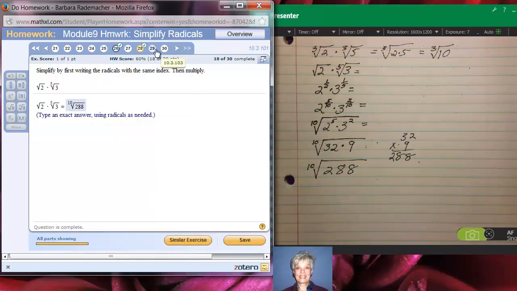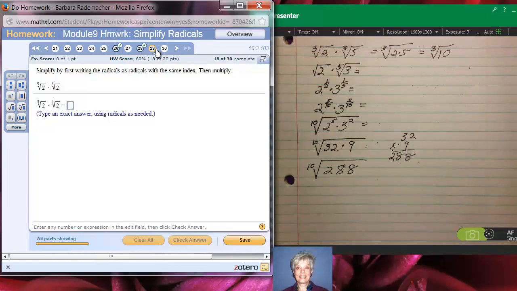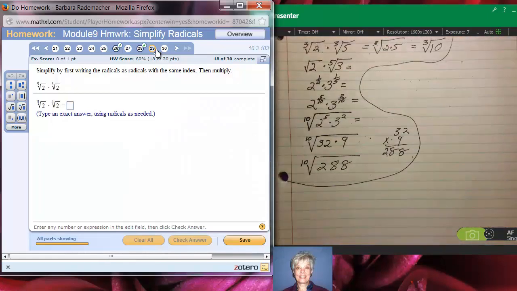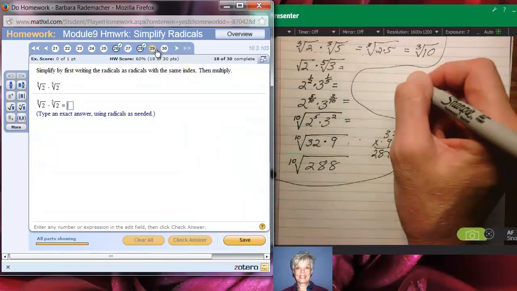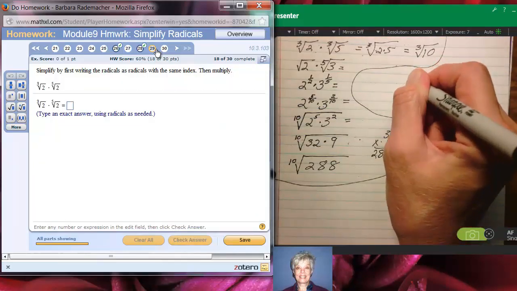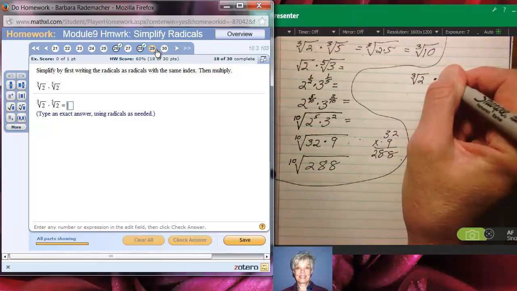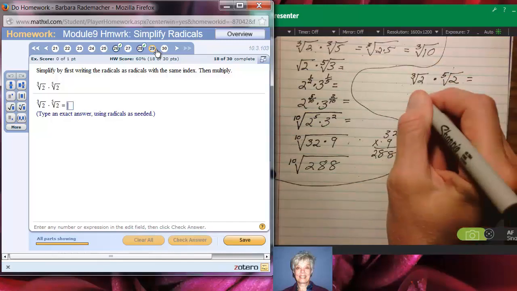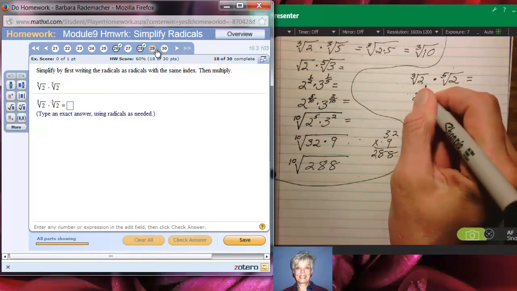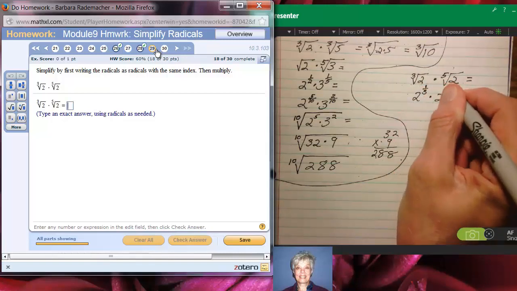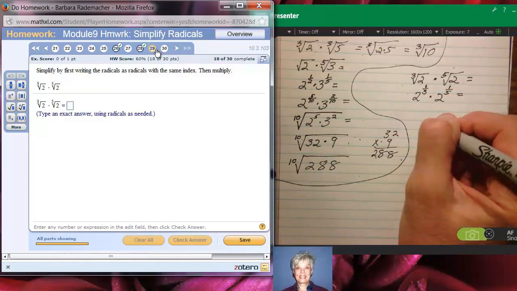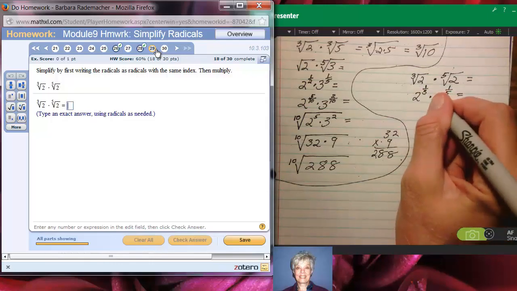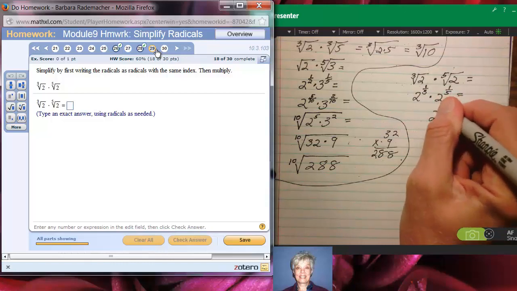Okay, now let's go on to 29. You're going to have the same thing, but now you've got the same base at least. Let me draw a separation over here, and we'll do number 29 over here. We're going to have the cube root of 2 times the fifth root of 2. Now they're different indexes, so we're going to say 2 to the 1/3 times 2 to the 1/5. Now, I don't need to get a common denominator yet because these are like bases. So I can add the exponents.